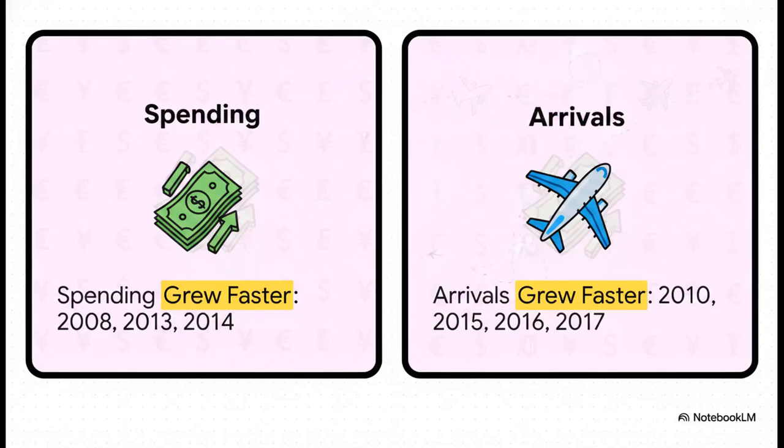Now, to really climb into those higher mark bands, you have to get specific with the differences. You need to actually spell out the exact years where spending growth was faster than arrival growth, like in 2008 and 2013, and then contrast that with the years where arrivals grew faster, like in 2010 and 2017. Being that precise is what separates a good answer from a truly great one.